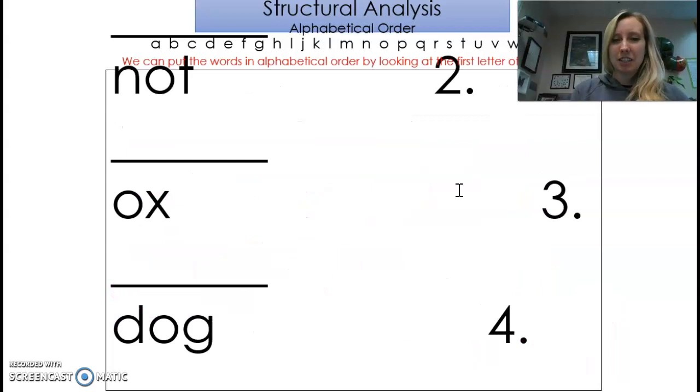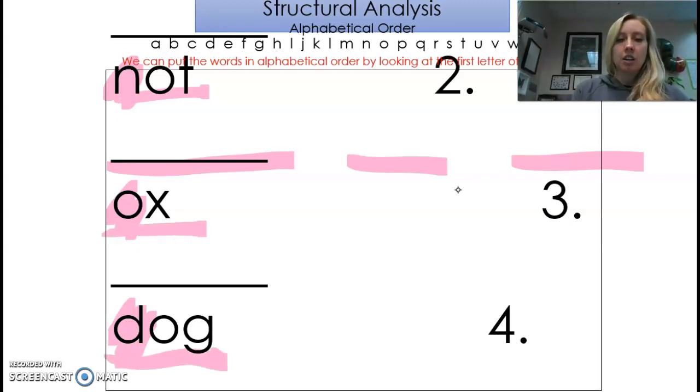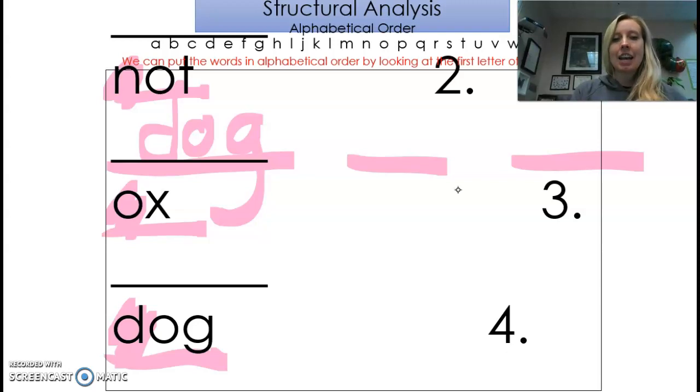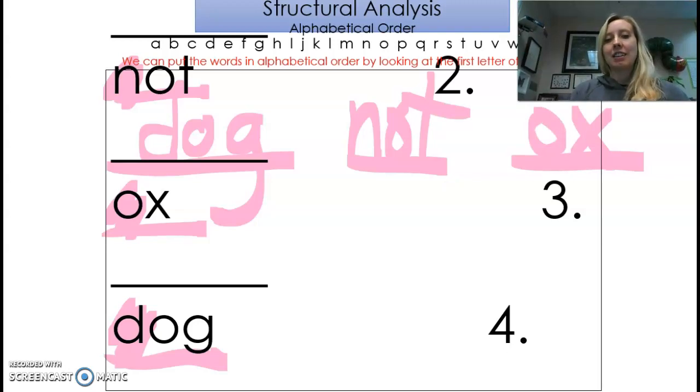Now, I don't know why this is mixed up the way it is, but I'm just going to put it like this. And we're going to circle our first letter in each one. This is not, it has an N, ox has an O, and dog has a D. So let's sing our alphabet song. A, B, C, D, E, F, G, H, I, J, K, L, M, N, O, P. Now if you were going too fast and if you did L, M, N, O, P, you would have forgotten the N because we hear the O next.